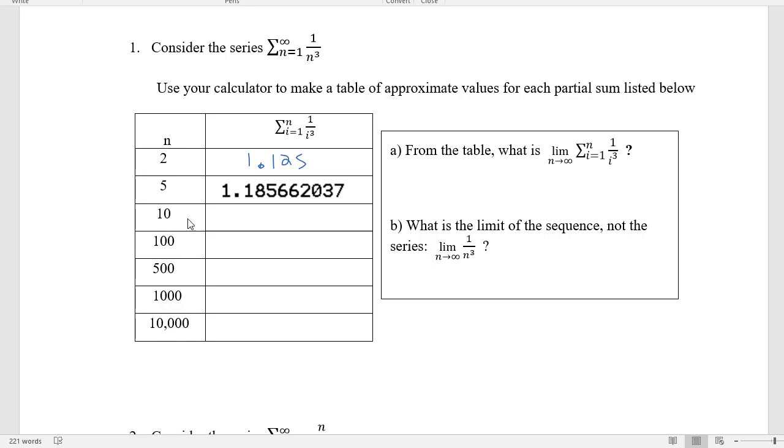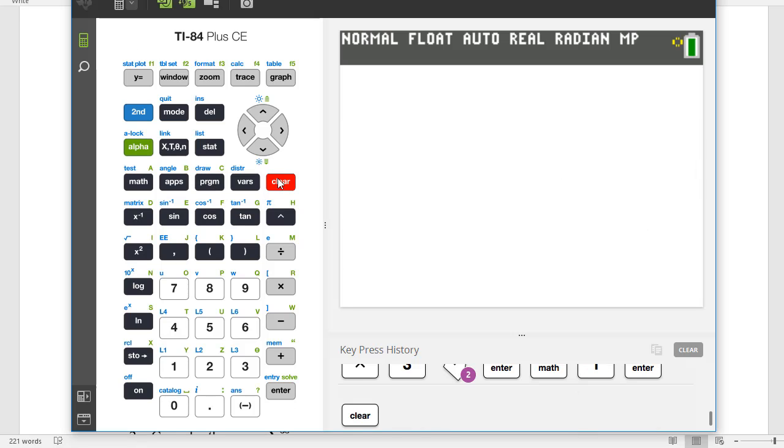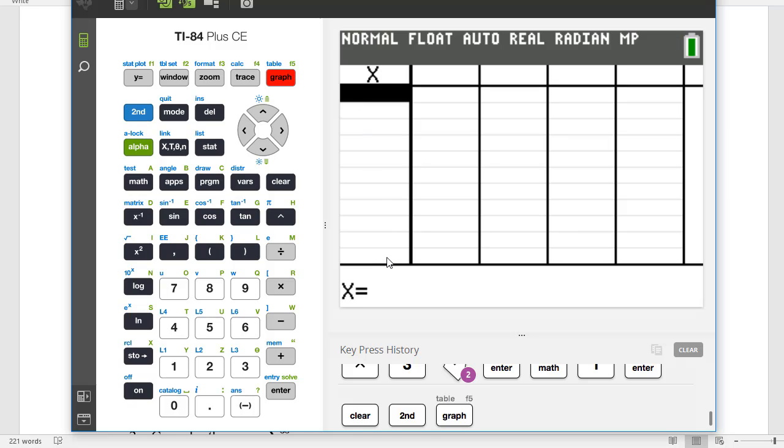So I want to do the rest of these. Now I want to get a little bit more efficient. I don't want to have to keep typing these individually and then copy and pasting them into my table. So I'm going to get a little more efficient here with my TI. So let me bring my TI back up. So what I want to do is use my table feature. I'm going to go to second graph and use my table feature here and just have it fill all of that in for me very quickly.